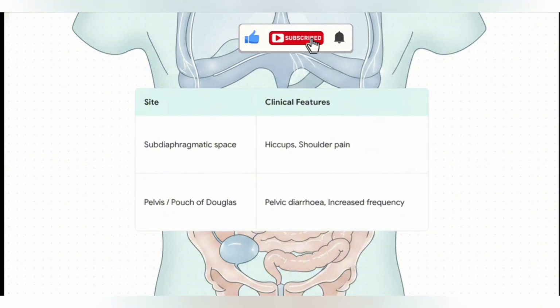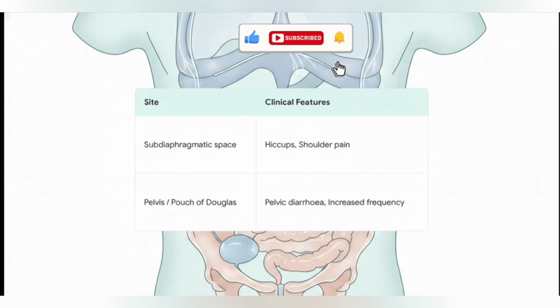Agar pus subdiaphragmatic space mein hai, it irritates the diaphragm. That phrenic nerve irritation leads to hiccups and referred shoulder pain. Maza aaya logic samajh ke? On the flip side, if the pus is sitting low in the pelvis or the pouch of Douglas, it irritates the nearby rectum and bladder.